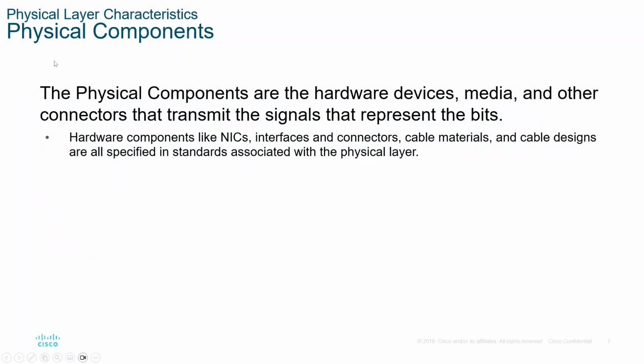So the characteristics of the physical layer are the hardware devices, media, and other connectors that transmit the signals that represent the bits. So you remember the interfaces on a router, gigabit interface, serial interface, right? That's physical. That corresponds to the physical layer. You remember all the cables in the Cisco lab that you guys have used, the crossover cable, straight-through cable, the serial cable. These all correspond to the physical layer. All the cabling.